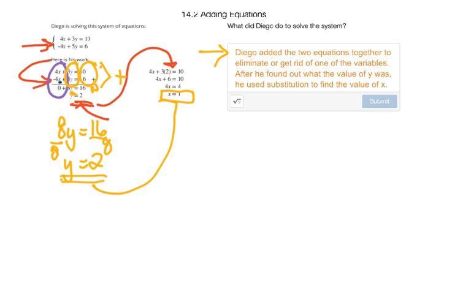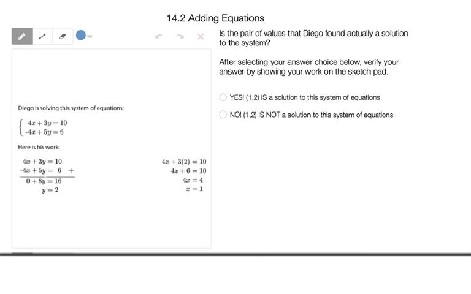He found out what the value of y was. Found out that y was equal to 2. And then he used that value back in. He used substitution then to find the value of x. So we can simply add down to eliminate a variable. That's a pretty cool thing to do. All right, let's go on and look at this one.